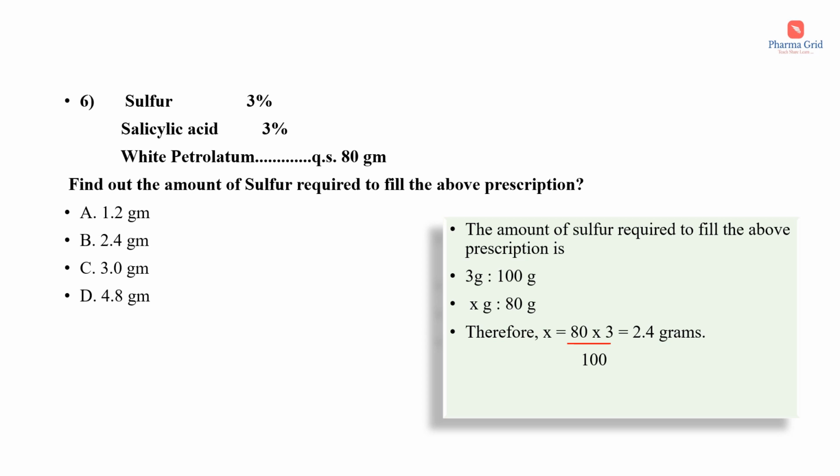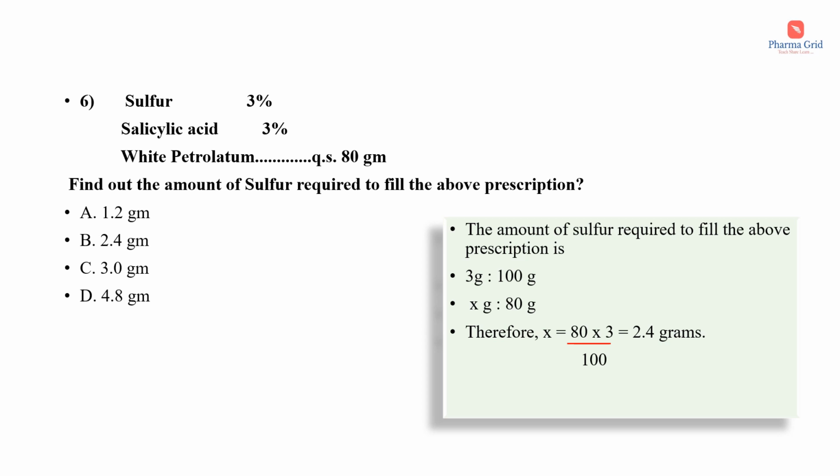From the question it is understood that sulfur is present in 3%. 3% means 3 gram per 100 gram. So with this clue, we can calculate the amount of sulfur required to fill this prescription. So 3 gram is present in 100 gram. What will be the quantity present in 80 gram? Let it be X.